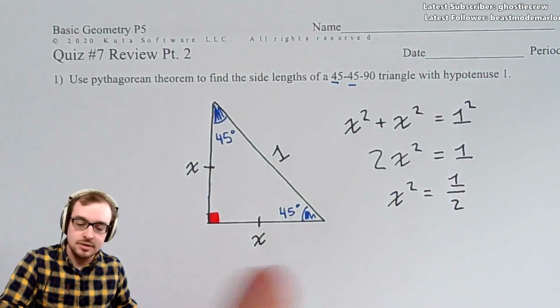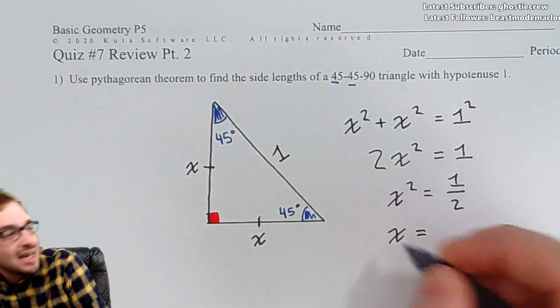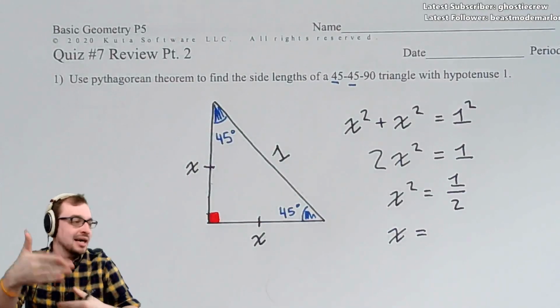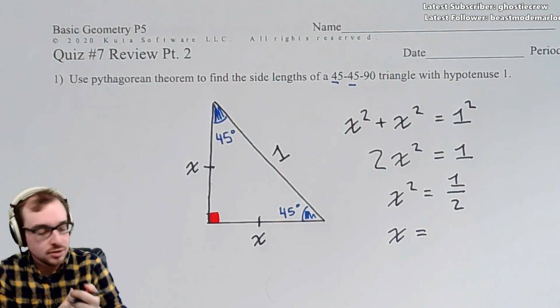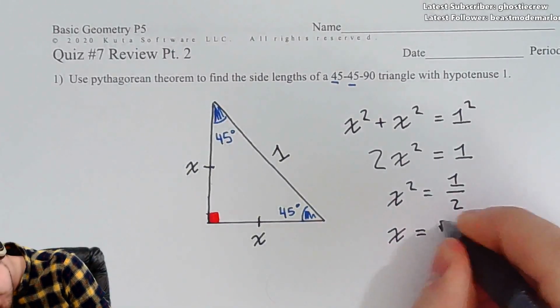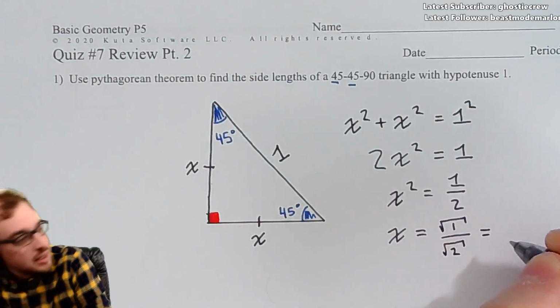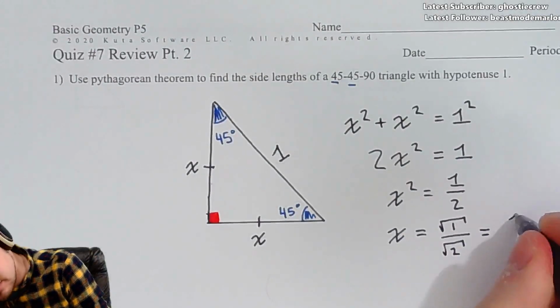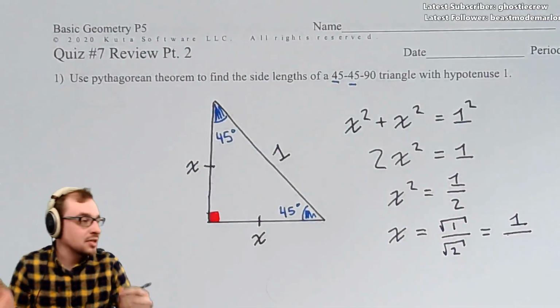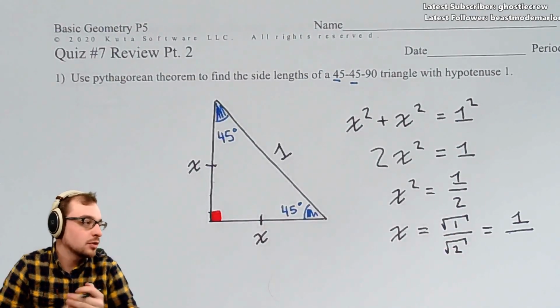Well, I want to know what x is, right? These individual values. So what I do is I root both sides. When I root this side, I get x, right? The root of x squared is x. Roots and squares cancel. And then when I root this, I root both the top and the bottom. So I get the root of 1 over the root of 2. Now, the root of 1 is just 1, right? What number times itself gets me 1 is what this is asking. Well, 1 times itself gets me 1, so the root of 1 is 1.